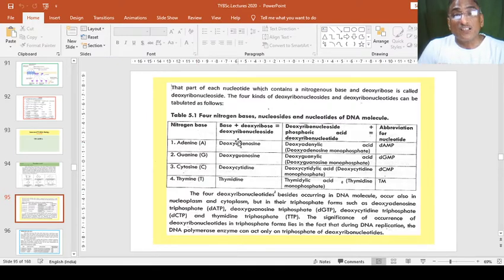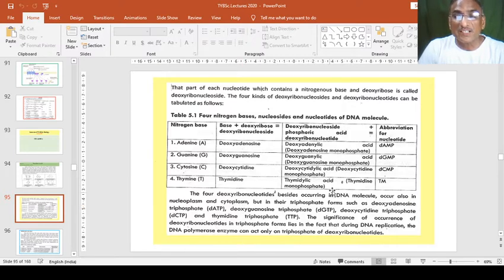These are the deoxyribonucleosides and these are the deoxyribonucleotides, and these are the symbols. This is a simple way. There may be a question in the examination. You have to solve this by these labels or by these names. The four deoxyribonucleotides are these. Besides occurring in the DNA molecule, they occur also in nucleoplasm and cytoplasm.